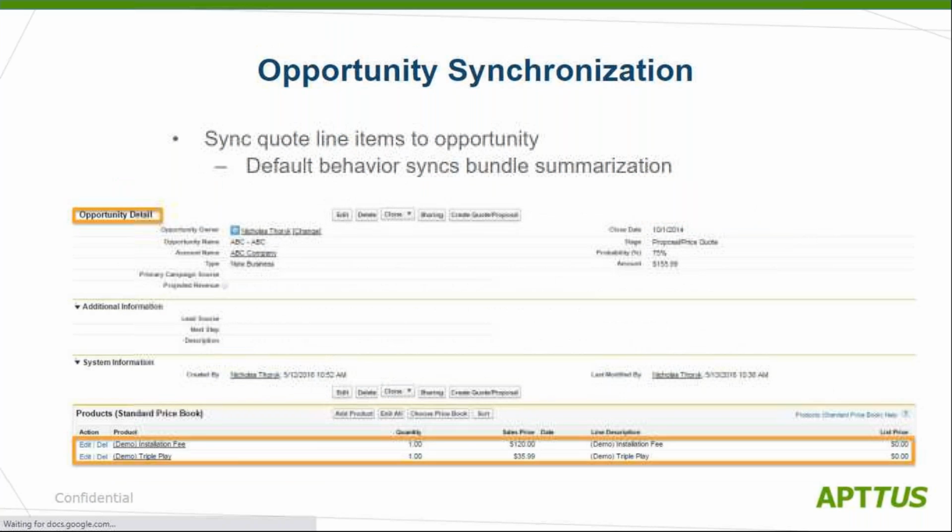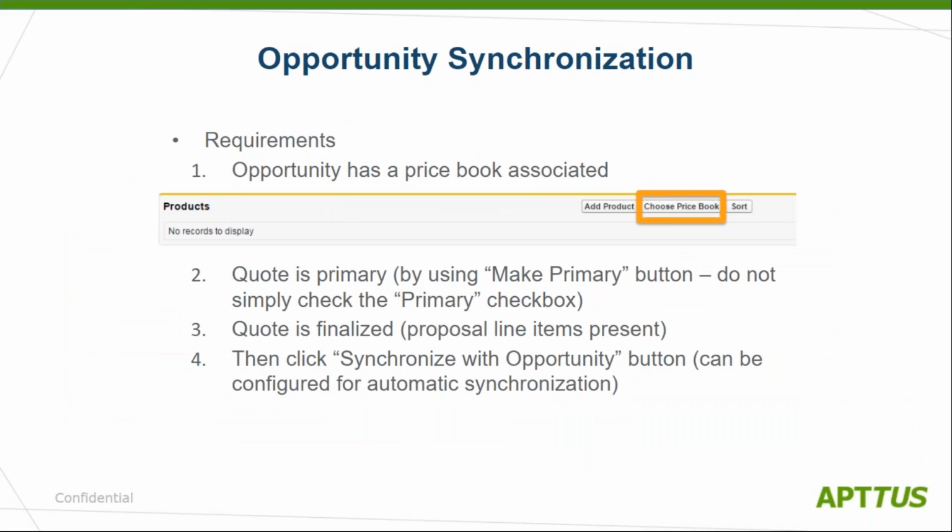In order to sync an opportunity, there are certain requirements. I think I covered this in the first session also: whenever we want to push data from a quote to an opportunity, we have to make sure that the opportunity has a price book, because a price book is mandatory to add products to the opportunity. It is standard behavior, so we cannot do anything about it.